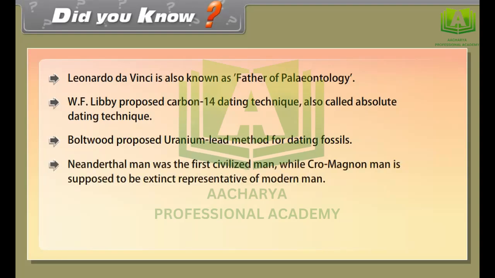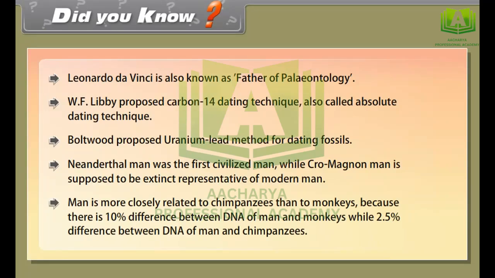Neanderthal man was the first civilized man, while Cro-Magnon man is supposed to be an extinct representative of modern man. Man is more closely related to chimpanzees than to monkeys because there is a 10% difference between the DNA of man and monkeys, while there is a 2.5% difference between the DNA of man and chimpanzees.